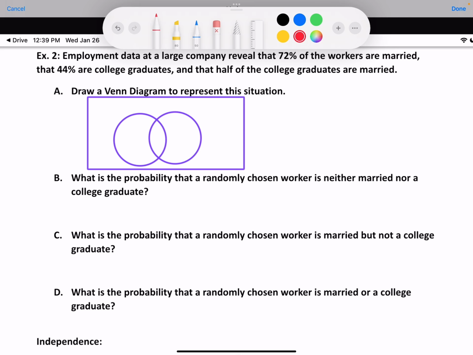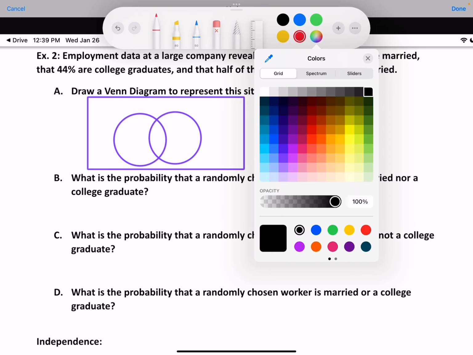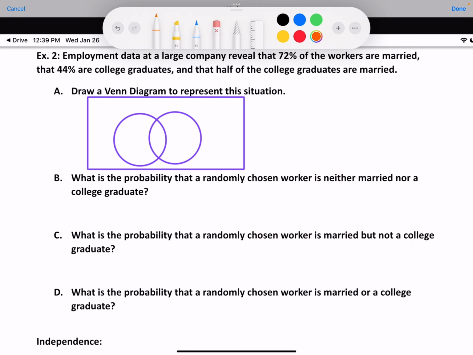Alright, so I'm going to use like orange or something. Not purple. Hello. Orange. I'm going to use the same color I'm already writing with. Hello. Okay, so draw a Venn diagram to represent this situation.